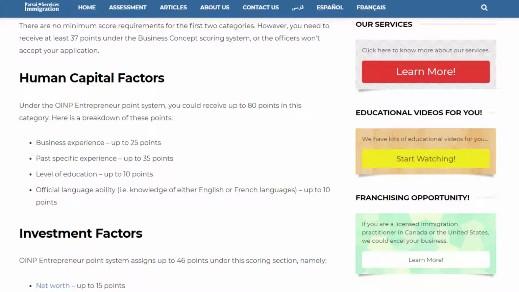But remember, even if you receive enough points and you become a candidate, eventually when you're applying for permanent residency, you need to present the language test results, and that's why eventually you need to enhance your language abilities and take an official test.